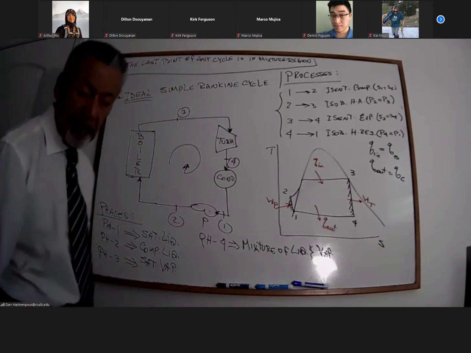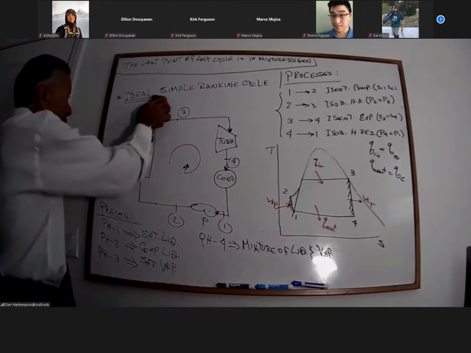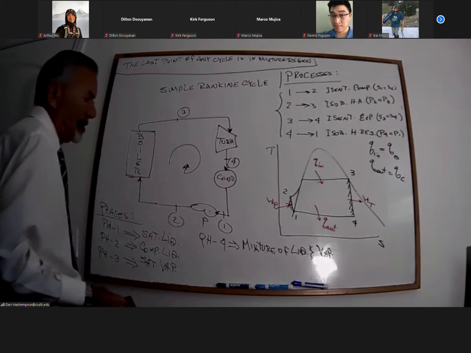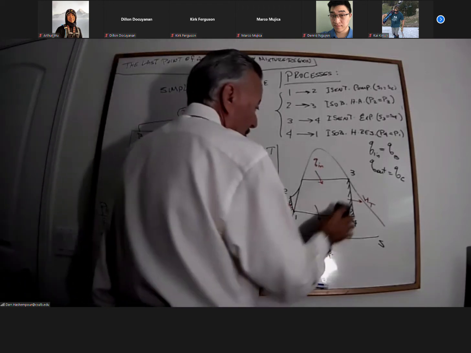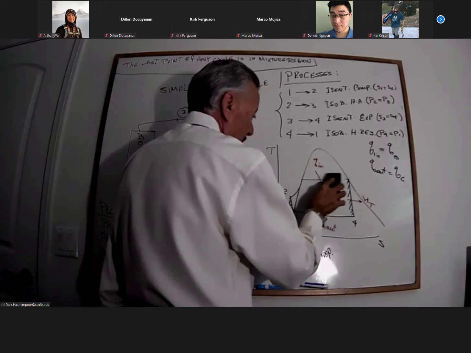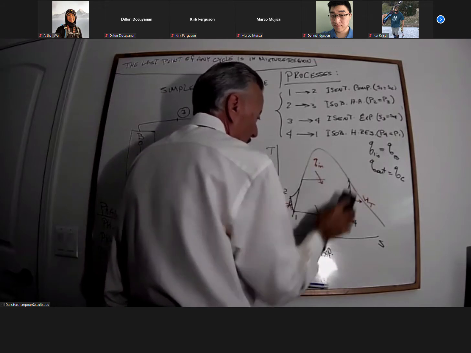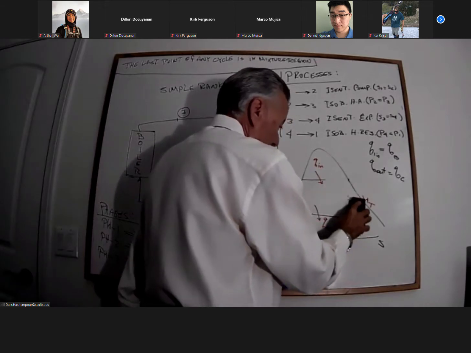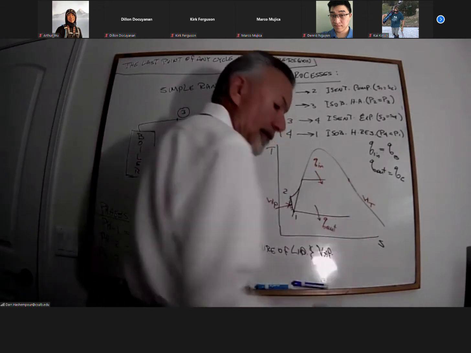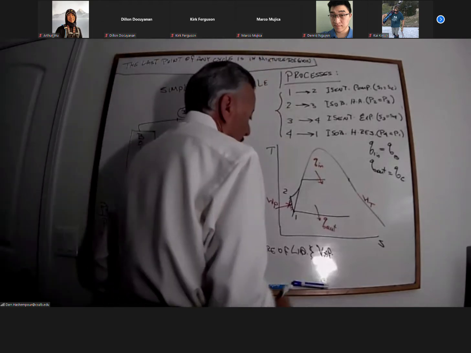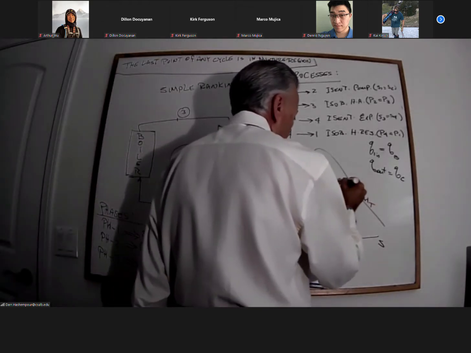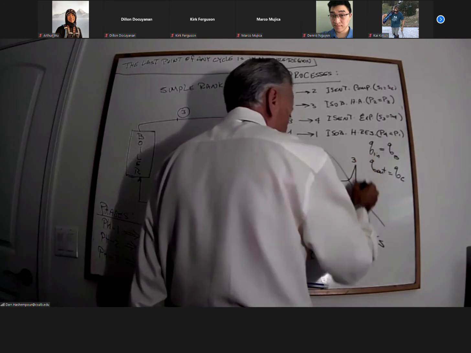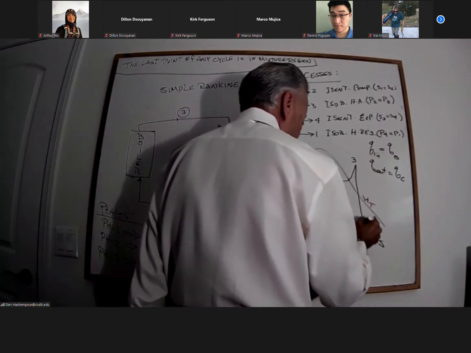Now we're going to do just a simple Rankine cycle. Same equipment arrangement. The TS diagram will be different. So I'm going to come up here, going up exponentially to 0.3 and coming down to 0.4.